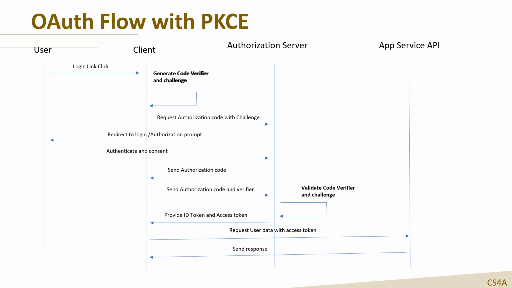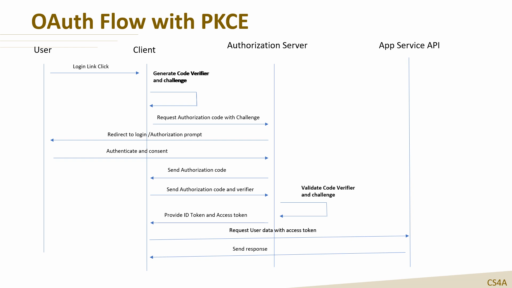So here, this is the OAuth flow with PKCE. Normally, we have four identities: the user, client, authorization server, and API, the app service API. First the user clicks on the link. So this is the starting time. If a client application wants to access any of the resources, it needs to click the link, and it checks whether the request has the access token.